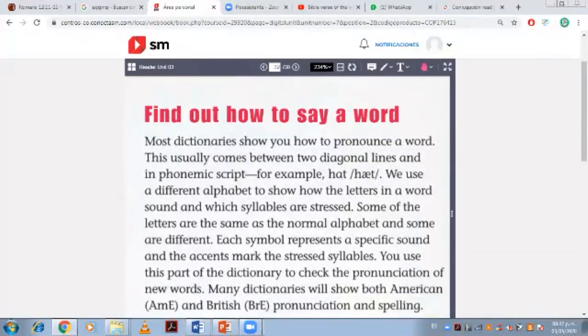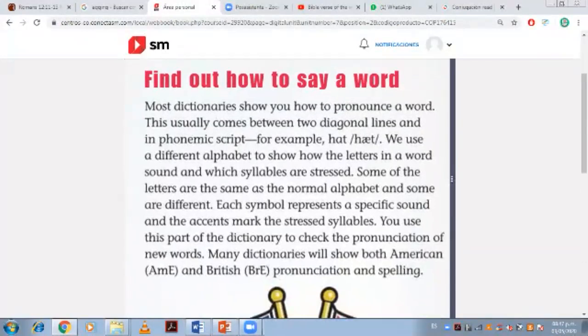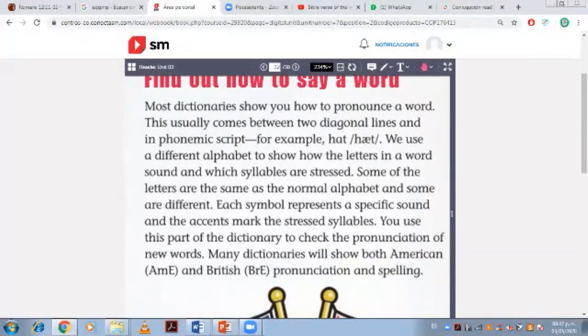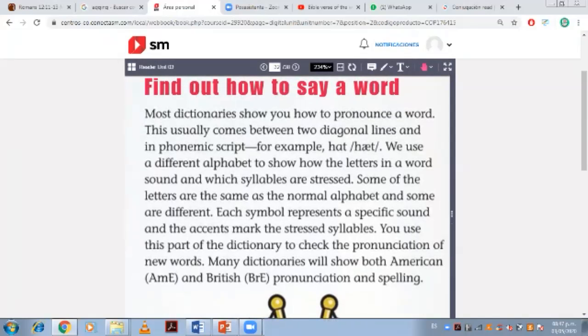Page 32. Find out how to say a word. Encontrando cómo se dice la palabra. Okay. Most dictionaries show you how to pronounce a word. This usually comes between two diagonal lines in phonemic script. For example, hat, la palabra sombrero, hat, and it's a phonetic script, hat.